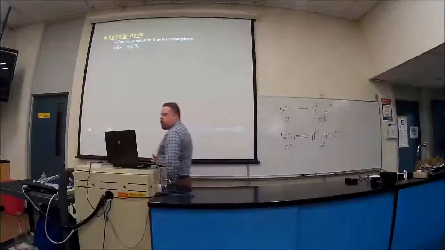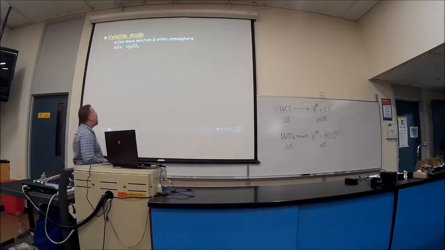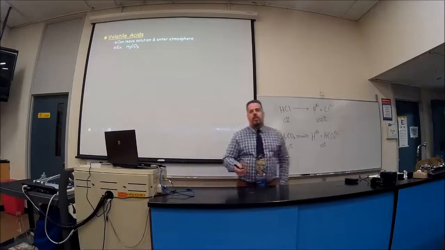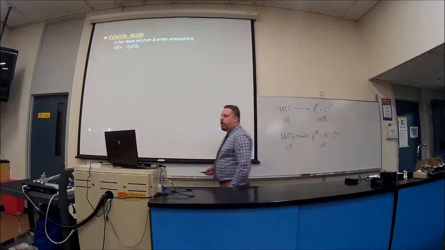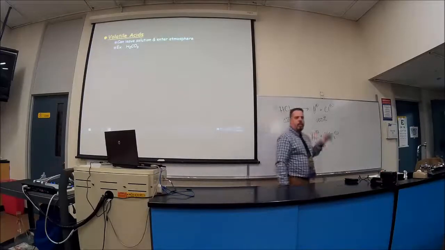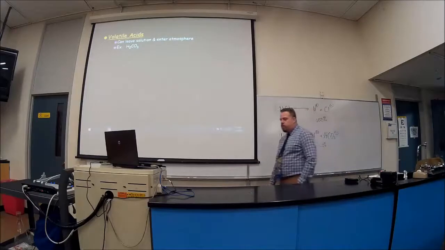So we have things called volatile acids. Volatile acids are acids that can actually leave our body into the environment. A good example is our good old carbonic acid. That can get changed to carbon dioxide, and we could blow that off, and it goes into the atmosphere.